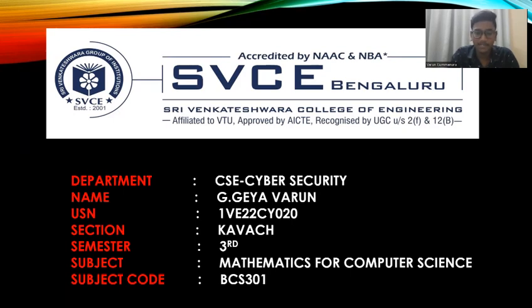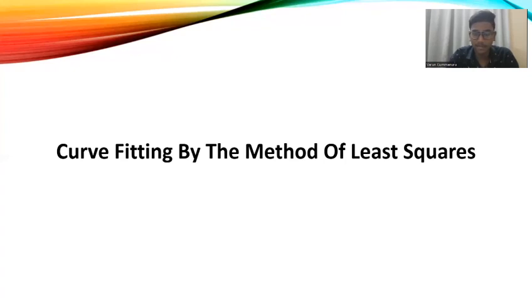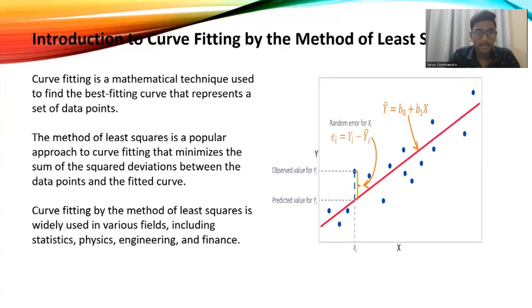Today in this video, we will discuss curve fitting by the method of least squares. Introduction to curve fitting by the method of least squares. Curve fitting is a mathematical technique used to find the best fitting curve that represents a set of data points. The method of least squares is a popular approach to curve fitting that minimizes the sum of the square deviations between the data points and the fitted curve. Curve fitting by the method of least squares is widely used in various fields, including statistics, physics, engineering, and finance.